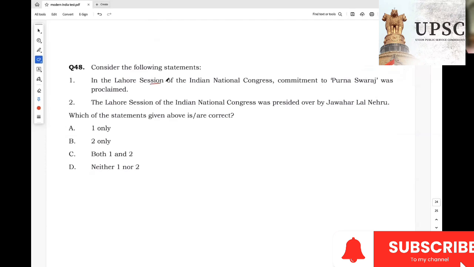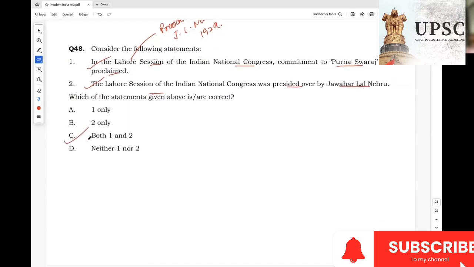In the Lahore session, the Indian National Congress, the commitment of Poorna Swaraj was proclaimed. Everyone knows that the President was Jawaharlal Nehru. Chacha ji, right? 1929, the Lahore session of the Indian National Congress was presided by Jawaharlal Nehru. The second statement is also already given over there. Both the statements are correct.